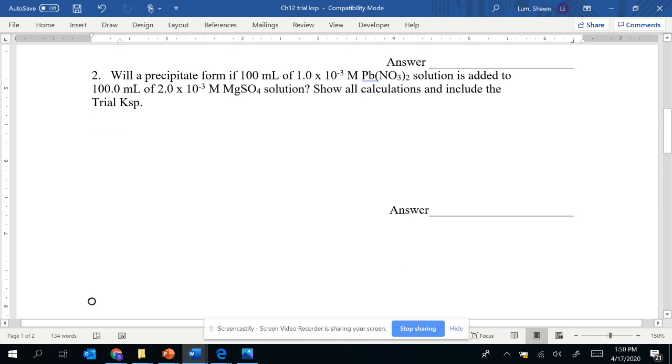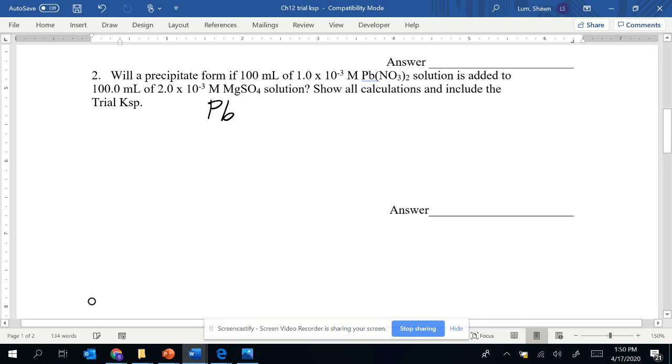Will a precipitate form if 100 mL of lead(II) nitrate solution is added to another 100 mL of that concentration of magnesium sulfate solution? Show all the calculations excluding the trial KSP. So when it says that trial KSP thing there, I'm going to be looking up the real KSP. What I'm going to actually do before I look up the real KSP is I should have an idea of what precipitate is going to be forming.